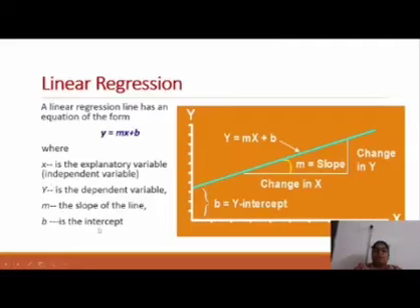Slope of the line, b is the intercept. So the mathematics, slope y equal to mx plus b, we have already learnt. The same thing we are using for linear regression. It's a straight line which has the equation y is equal to mx plus b. x is the independent variable, y is the dependent variable, m is slope, b is intercept.